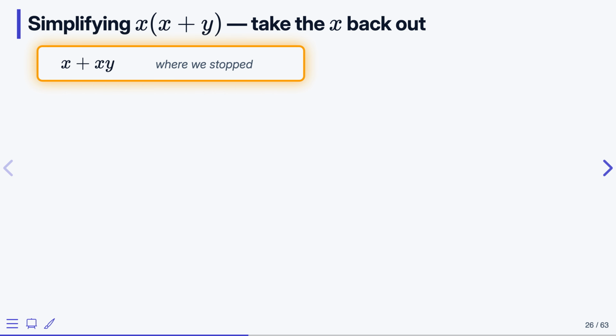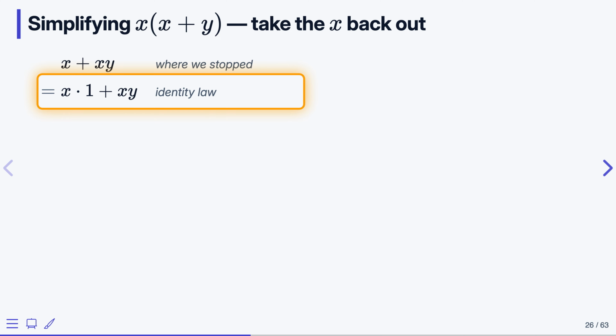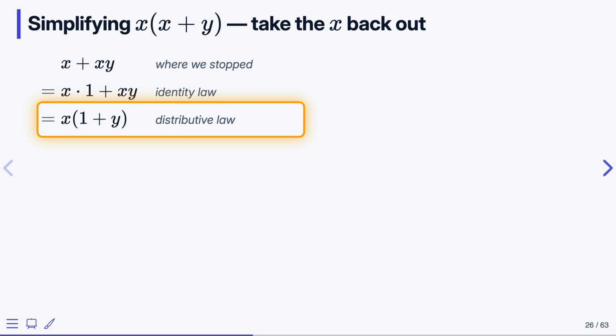We stopped at x plus xy; now we finish it. Step 1. The identity law used as a small trick. Write that lone x as x times 1. We may because multiplying by 1 changes nothing. Step 2. The distributive law. Now both terms carry an x, so pull the x out in front. We get x times the bracket 1 plus y.